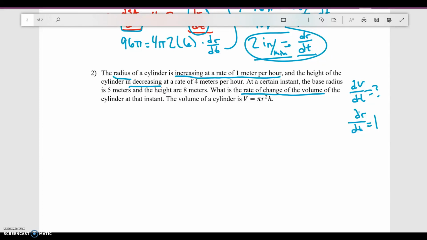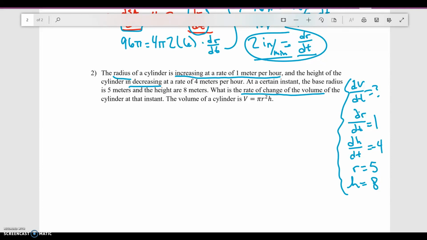The height of the cylinder is decreasing. So now the height, dh over dt, is decreasing, so that's going to be minus 4. At a certain instant, the base radius, so just the regular radius, is 5 meters, and then the height itself is 8 meters. What is the rate of change of the volume? If you go ahead and list all of this out, then you should be good.